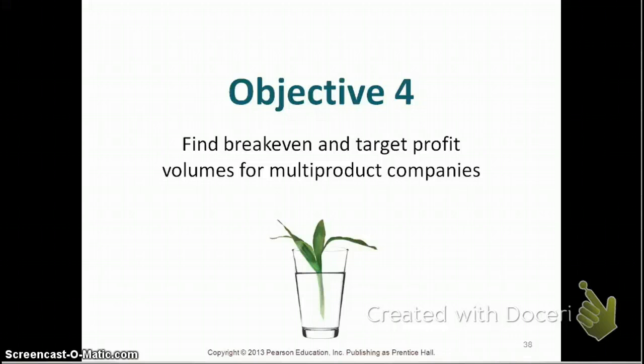So we need to figure out how to calculate break-even and target profit volume for multi-product companies. This analysis that we're going to talk about will apply whether your company has 2 products, 3 products, or 500,000 products. We're just going to talk about 2 products just to make it easier, but it's the same analysis that you would do for any number of products.